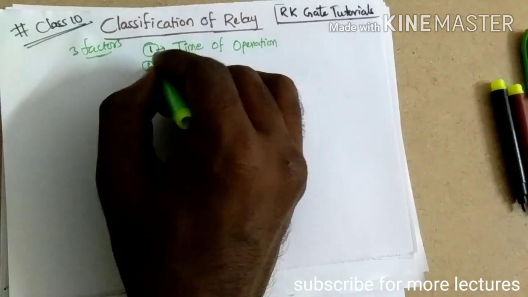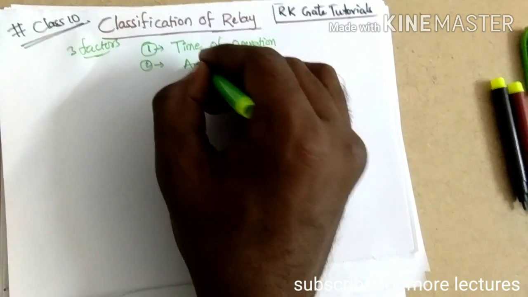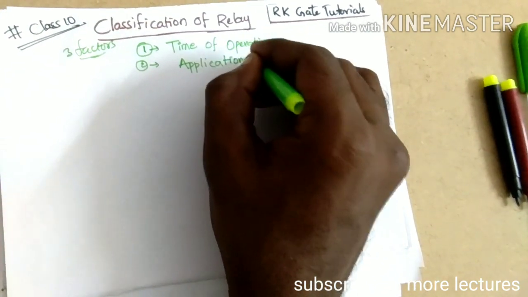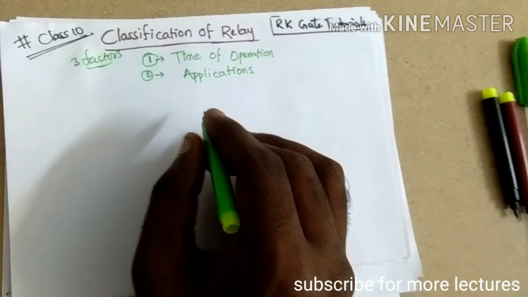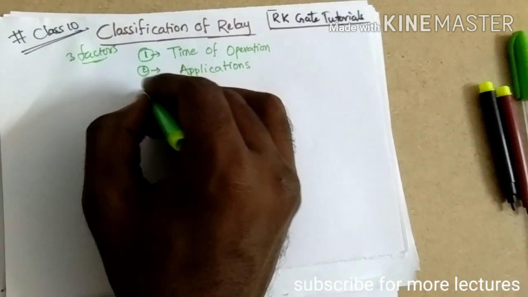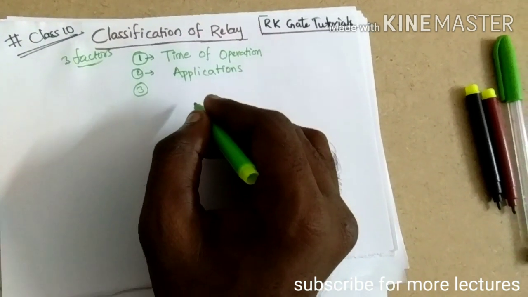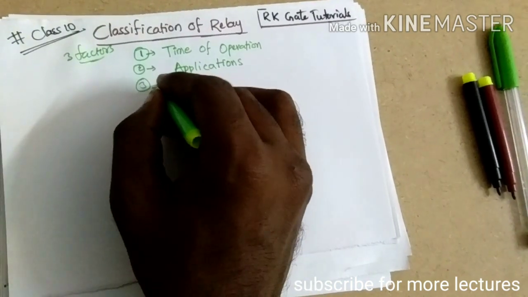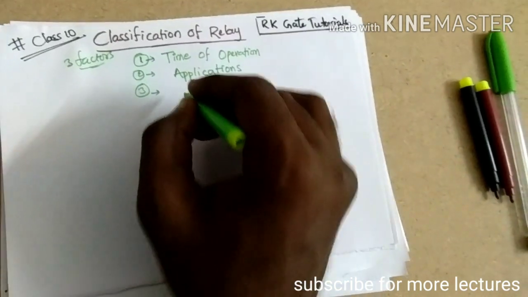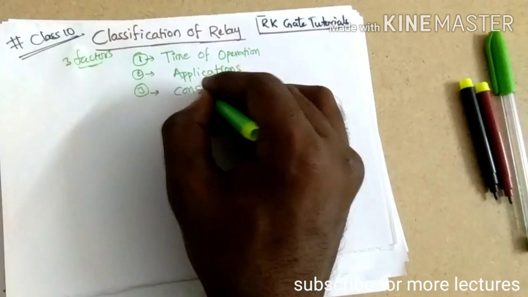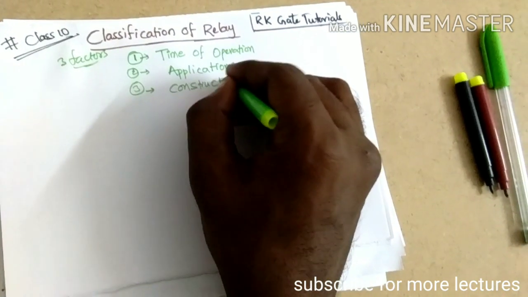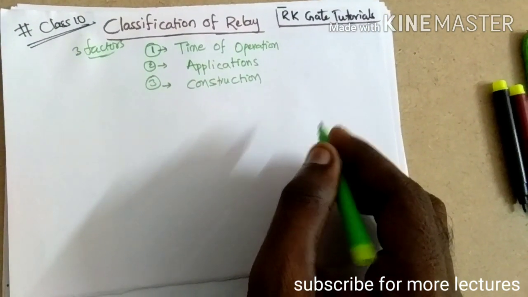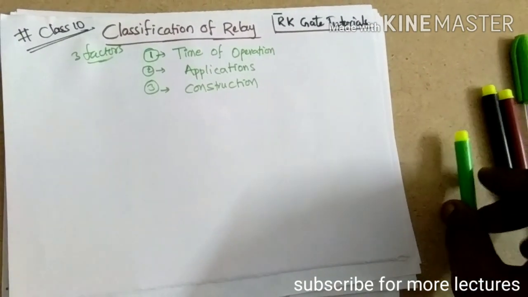And second one is based on their application, where to apply these relays. Also, different classifications of relays are there, like over current, over voltage, etc. And the third one, the last factor, is based on its constructional features. So based on these three factors, the relays are classified.